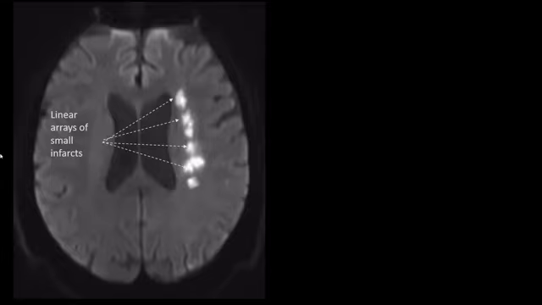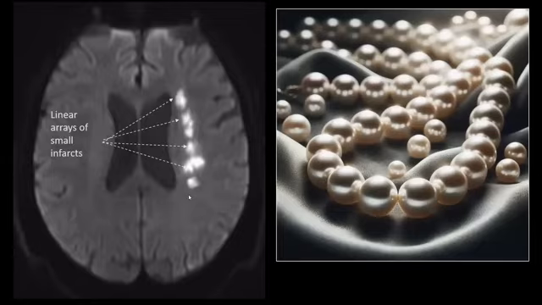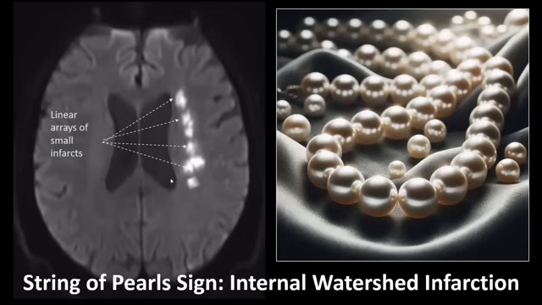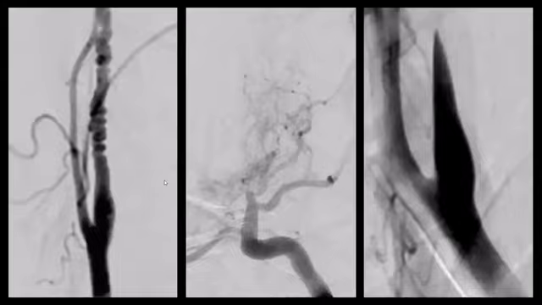Also, a nice one is this one. We see a linear streak of small infarctions located in the deep white matter of the left corona radiata. And this looks a bit like a pearl necklace. So it's called the string of pearls sign. It's something you can see in internal watershed infarctions.